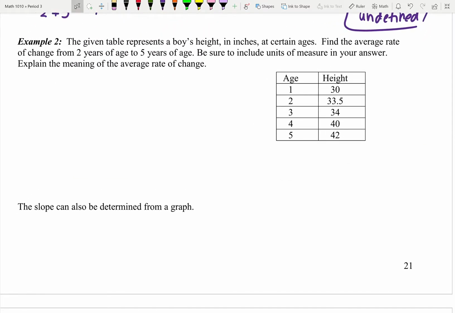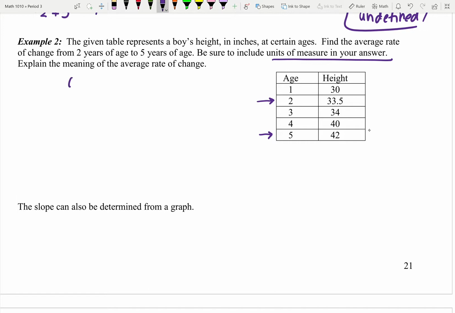Okay, question 2. The given table represents a boy's height in inches at certain ages. Find the average rate of change from 2 years to 5 years. So go 2 and then 5. Be sure to include units of measure and explain what it means, okay? Everybody freeze right here for 2 seconds. Look what you did when we worked in our groups. You found the difference from 2 to 3, then 3 to 4, and then 4 to 5, and then divided it by the number of entries. You can just use the formula if you want. You can do it either way.